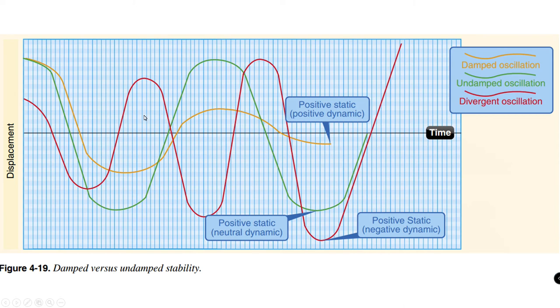However, how the Cessnas work, they have positive dynamic stability. You push the yoke down, it's going to go down, gain some extra speed, and then it's going to start correcting itself. It's going to keep correcting and correcting, and eventually it's going to find itself back on that straight line like you had it before.